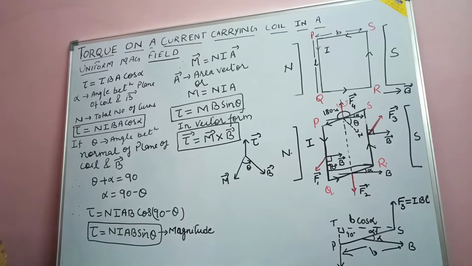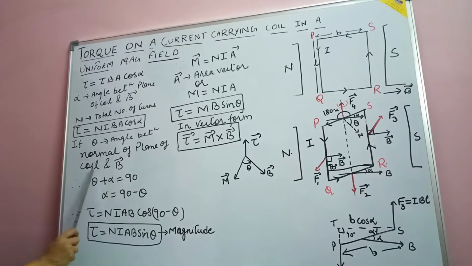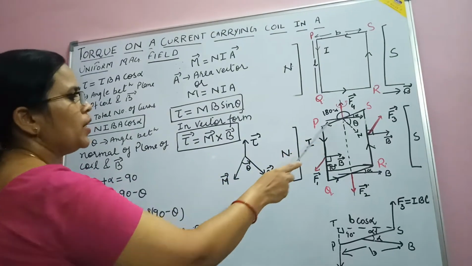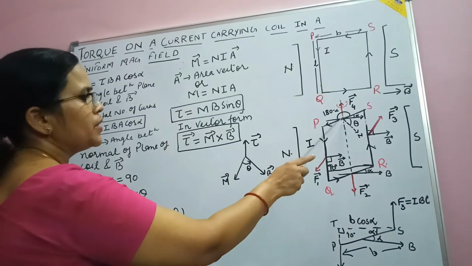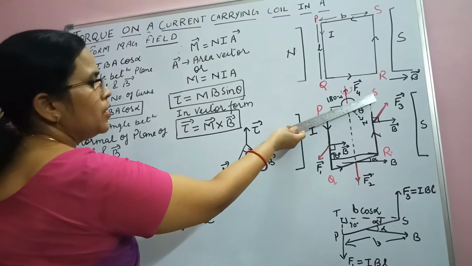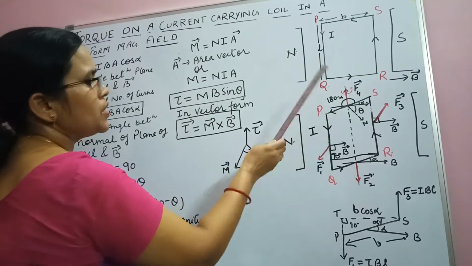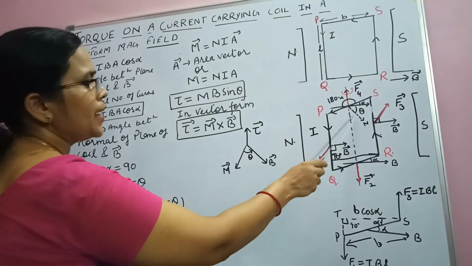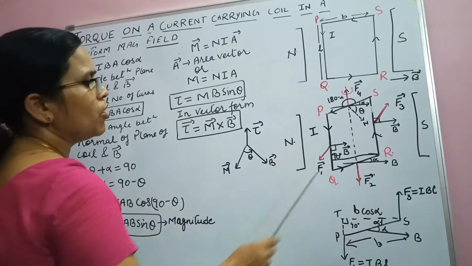Now we are going to another concept. Suppose theta is the angle between the normal of the plane of the coil and the direction of the magnetic field. This is the plane of the coil and alpha is the angle between the plane of the coil and the magnetic field. But this is the normal of the plane of the coil, because if the plane of the coil is tilted like this, the normal will also be at some angle with the direction of the magnetic field. So theta is the angle between the direction of the magnetic field and the normal of the plane of the coil.